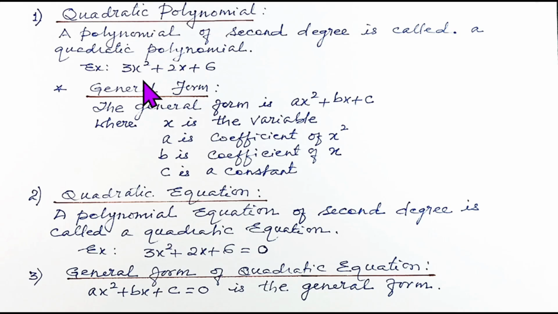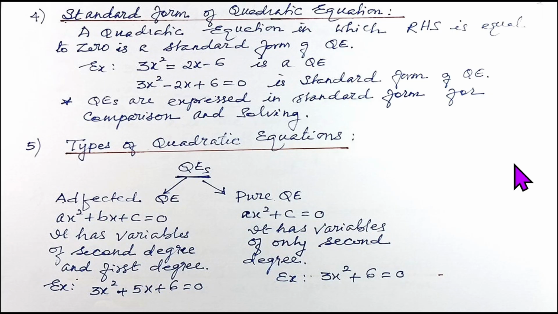For example, the same 3x square plus 2x plus 6, which is a quadratic polynomial, if I equate it to 0, it becomes a quadratic equation. The general form of a quadratic equation is ax square plus bx plus c equal to 0. Please remember, the general form of a quadratic equation is ax square plus bx plus c equal to 0. Remember that. Now, the next point of our study is the standard form of quadratic equation.